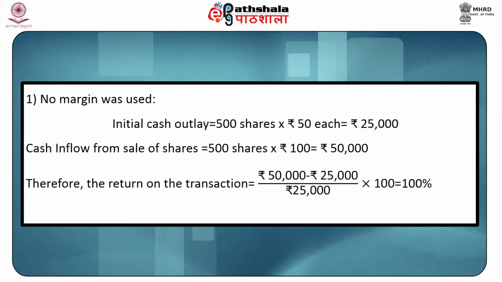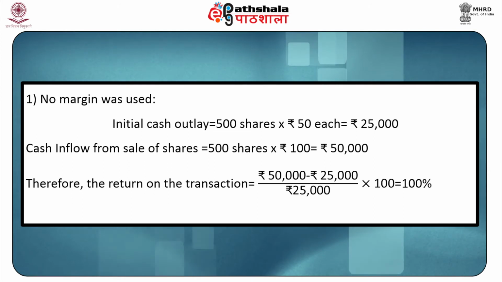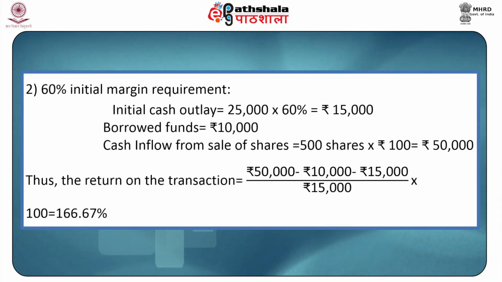Therefore, the return on transactions would be equal to rupees 50,000 minus 25,000 multiplied by 100, which would be equal to 100% or 25,000. Secondly, let us consider the case of 60% initial margin requirements.